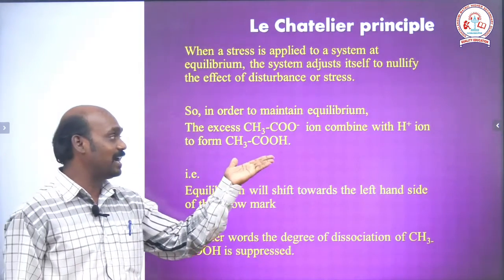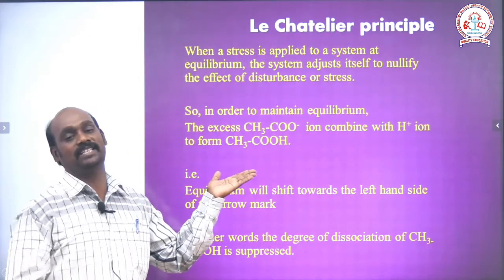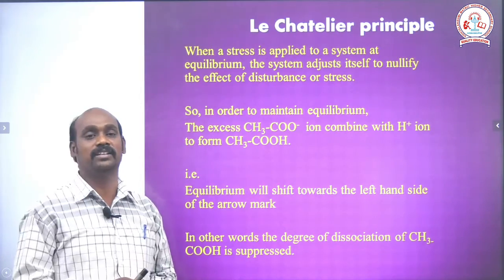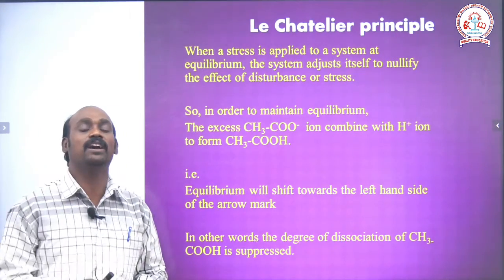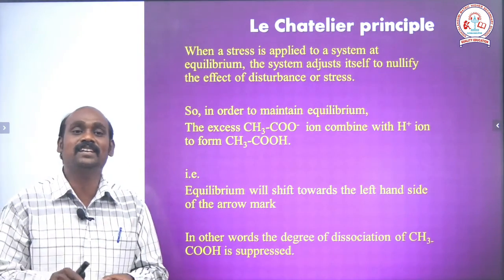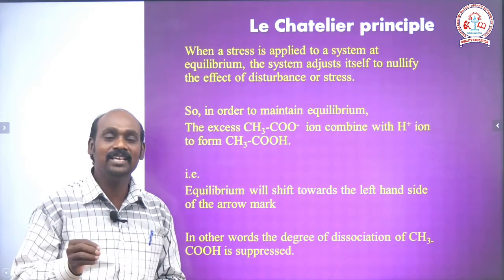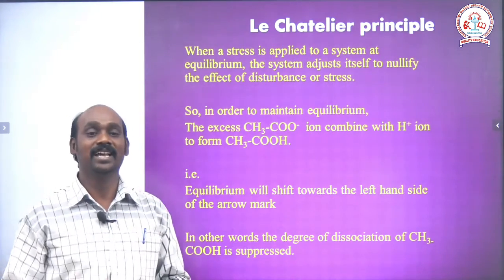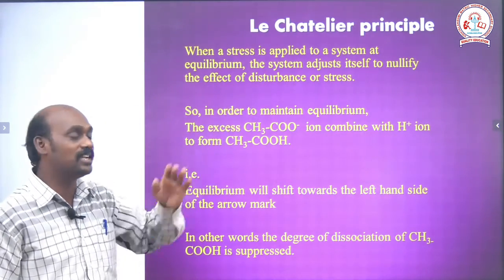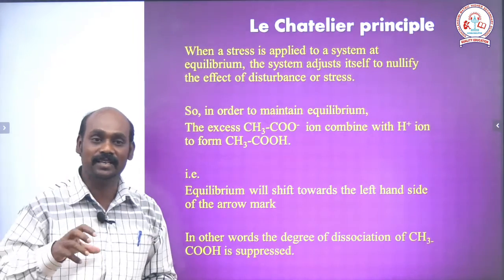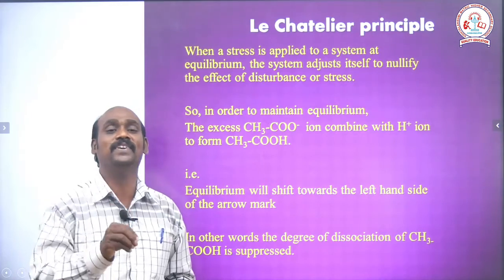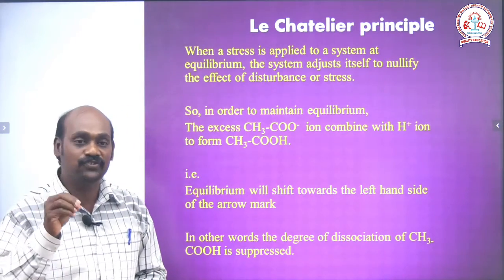Here we add sodium acetate. Sodium acetate produces acetate ion. That acetate ion is the common ion for both acetic acid and sodium acetate. By adding sodium acetate to the acetic acid, the acetate ion concentration is increased. So, according to Le Chatelier's principle, the system adjusts itself to nullify the effect of the disturbance or stress.